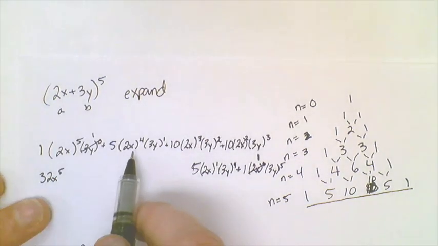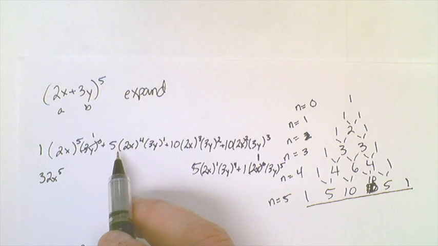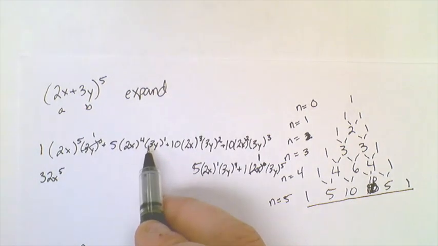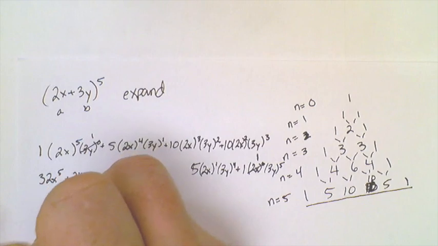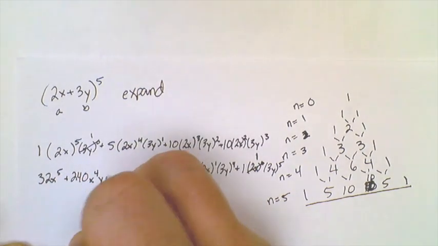Now the second one, you're going to have 2 to the fourth. Okay, that's 16 times 5. Once you start getting bigger numbers like this, you might need to use your calculator. So it'd be 16 times 5 times 3. We have that 3 there still. Okay, that gives you 240 if you use your calculator. And then we're going to have x to the fourth, y to the first.